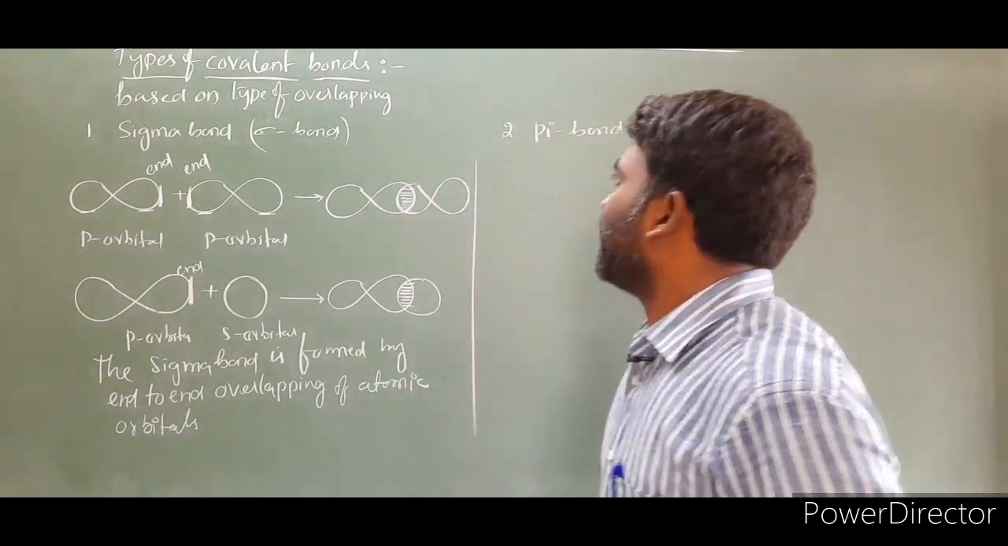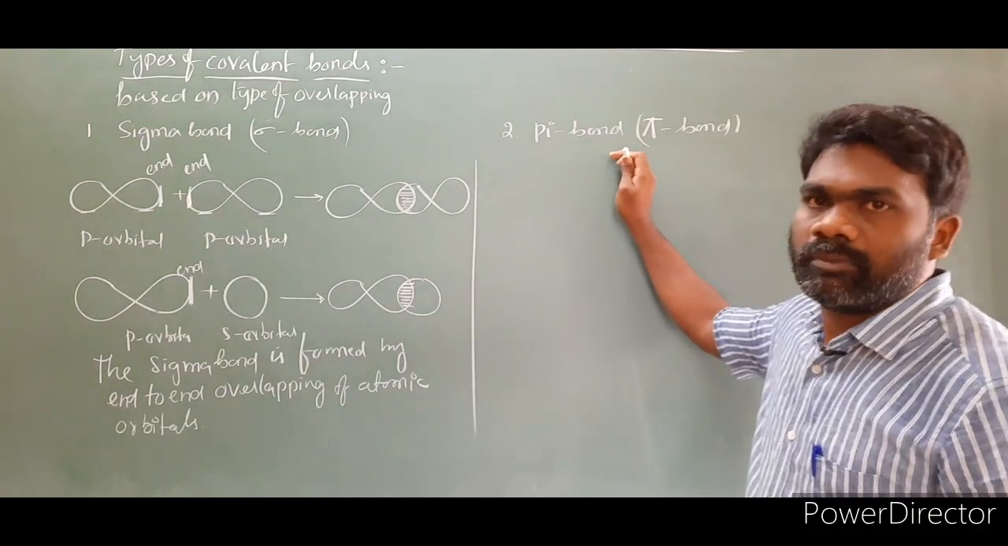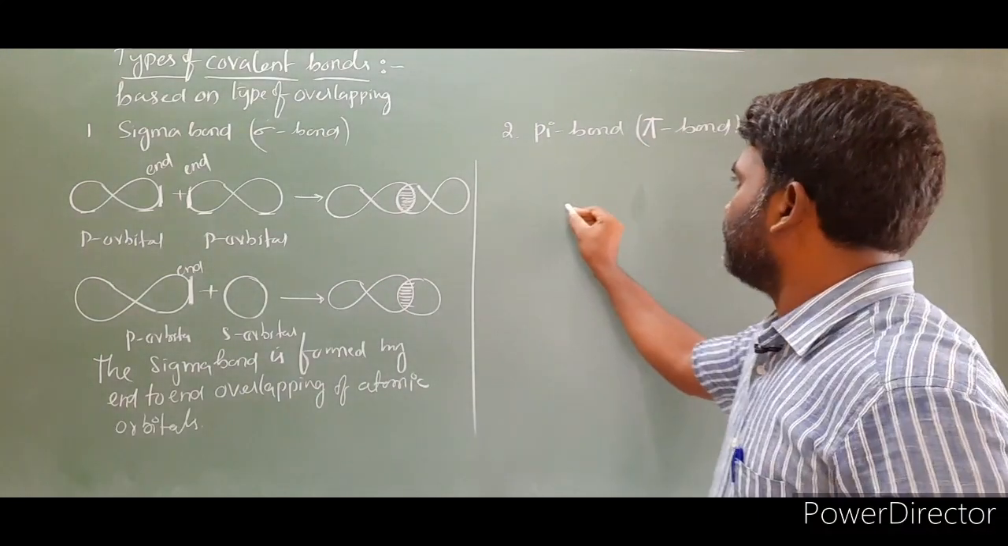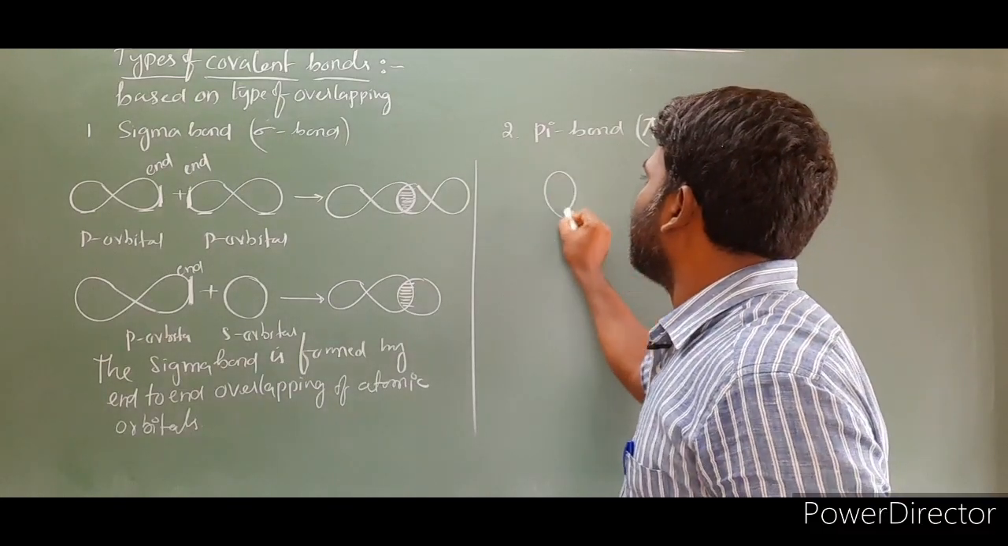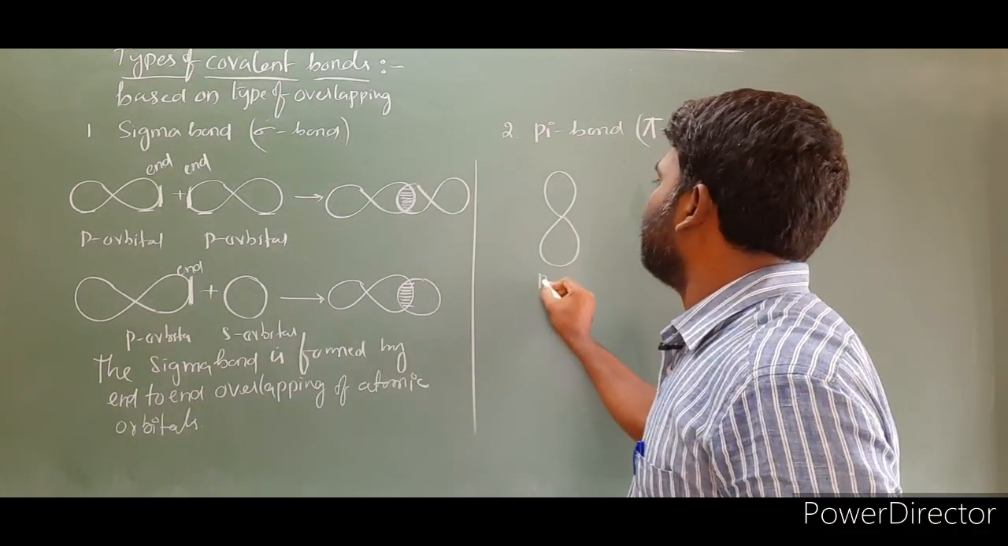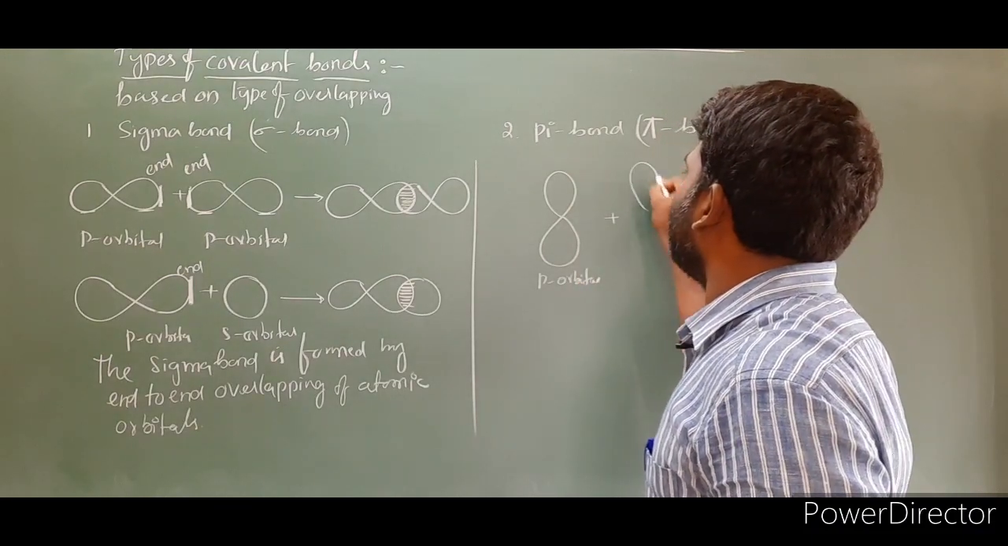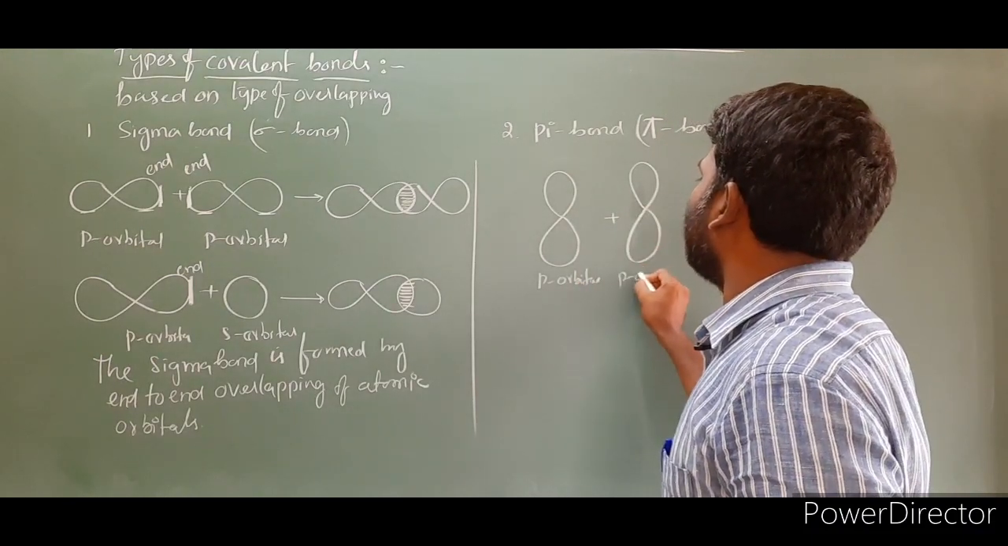Now coming to the pi bond. The pi bond is formed by the sidewise overlapping of atomic orbitals. I will show an example. So this is a p orbital, and I am taking another p orbital. This is another p orbital.